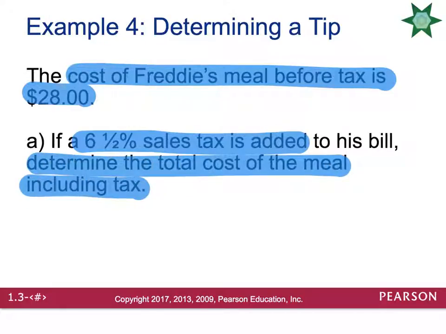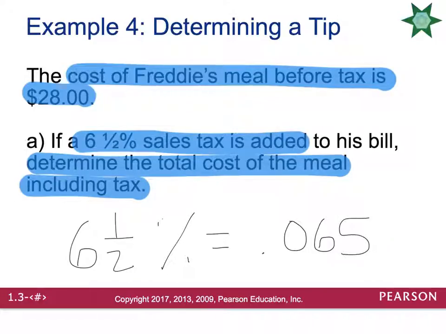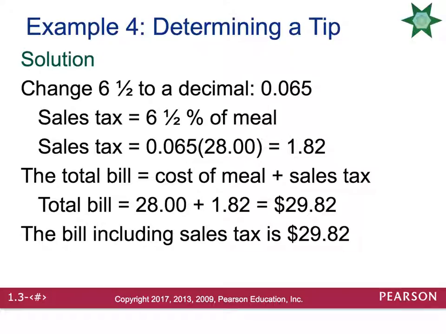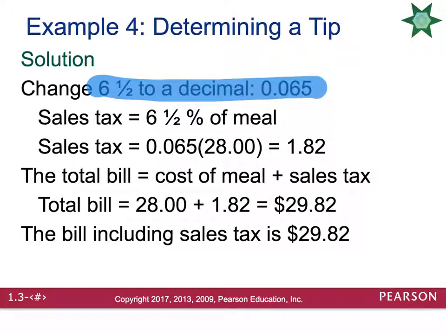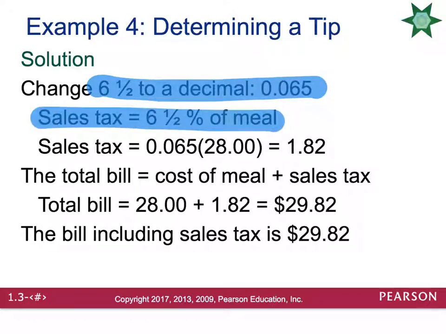So remember, for percent, 6.5% is going to be a decimal: 0.065. We have to write 6.5% as a decimal number, 0.065, in order to use it in a calculation. So the first thing we do is change 6.5% to a decimal, 0.065. Sales tax is 6.5% of the meal, so the actual tax we pay is 0.065 times the bill, which is $28. That gives us $1.82 in sales tax.